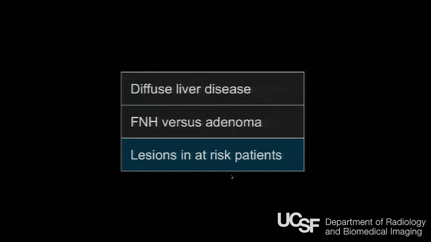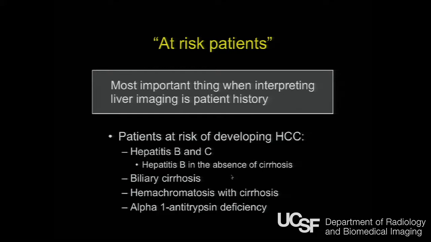Okay, we'll finish up with a quick discussion on lesions in at-risk patients. This is actually what we do the majority of the time with liver MR, looking for HCC. So with all MR, the most important thing always is to know your patient history. With FNH, you need to know if it's a woman on oral contraceptives. Same with adenoma, you need to know if they have glycogen storage disease. With HCC screening, you need to know why they have a risk for HCC, because that's going to bring HCC much higher in the differential diagnosis.